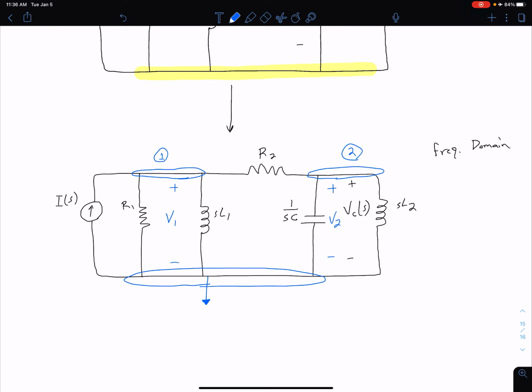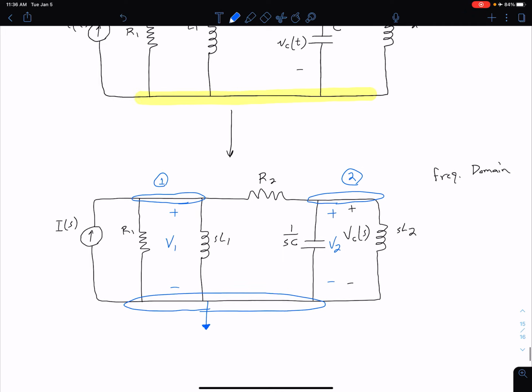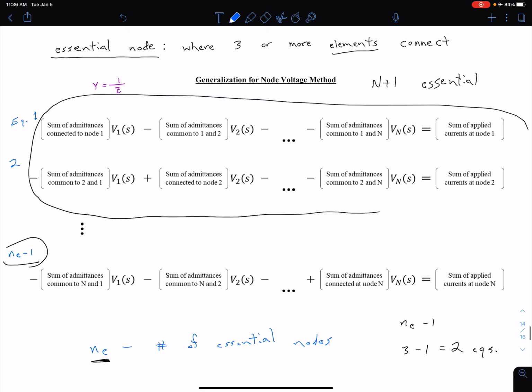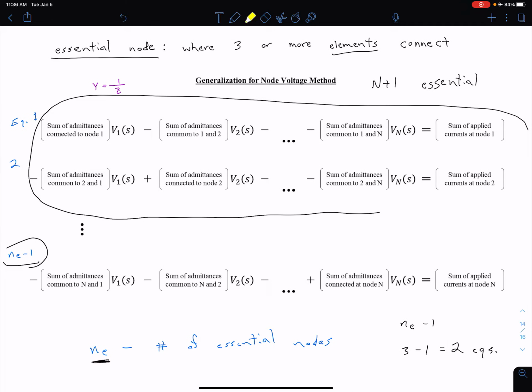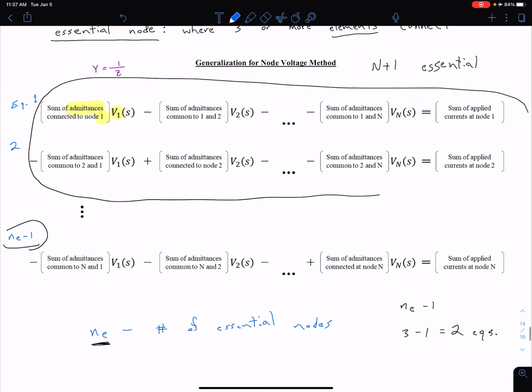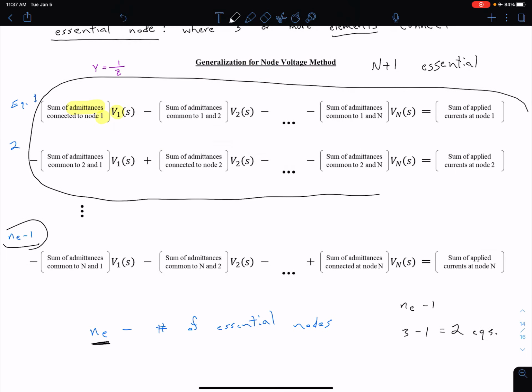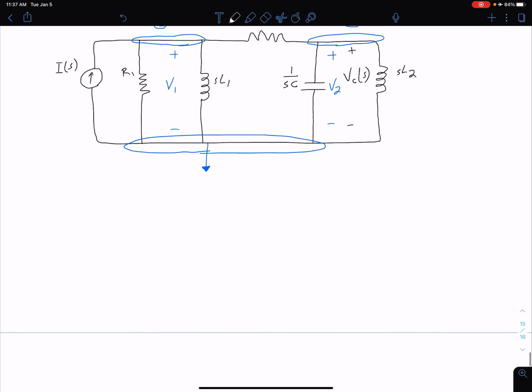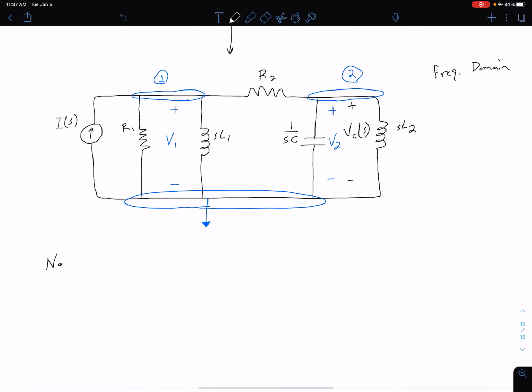If you're a double E, and we've done this before, you can use whatever techniques you're comfortable with, but maybe you're a little out of practice, or maybe you're an ME who hasn't seen this for a while. What you can do is just come back to this general equation. So for our first equation, again, we want to take the sum of admittances connected to node 1 and multiply all of that by V1. So let's come down here and apply that. So this is going to be our equation for node 1, or you can label it equation 1. It's usually a good idea to label it just to keep track of what you're doing.